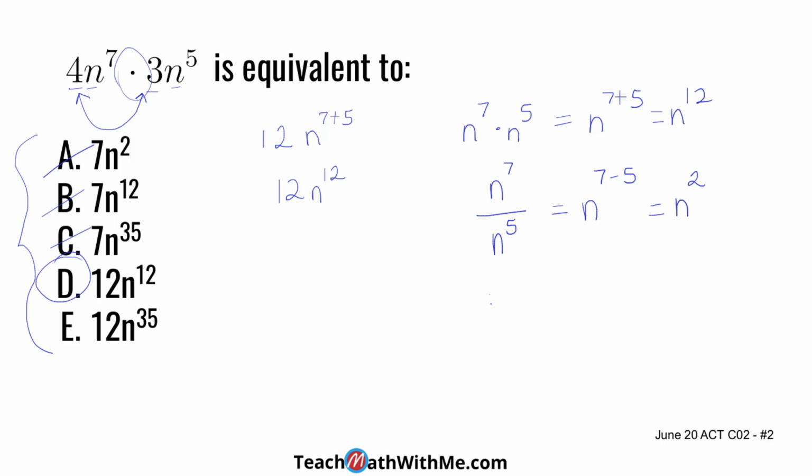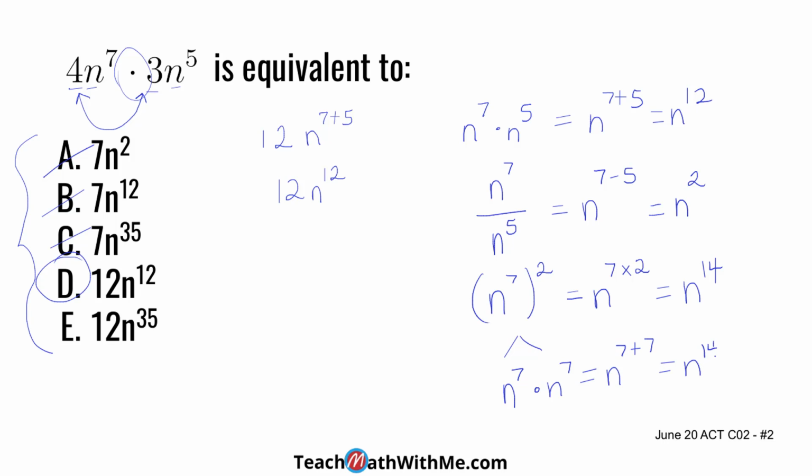One other thing, let's say that we're raising a variable with an exponent to a power, n to the 7th squared. In that case, we're going to multiply, we're going to say 7 times 2, and that gives us n to the 14th, which really we can look at as n to the 7th times n to the 7th, which goes back to our initial problem, which is adding exponents and gives us n to the 14th. Same thing right here. But a shortcut is just we multiply those exponents. So that's a quick review of how we deal with exponents with the same base.